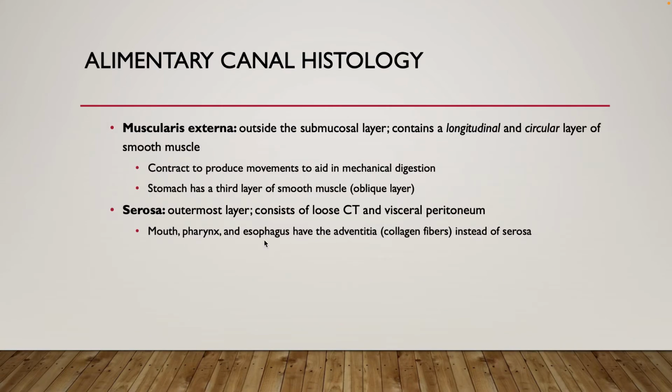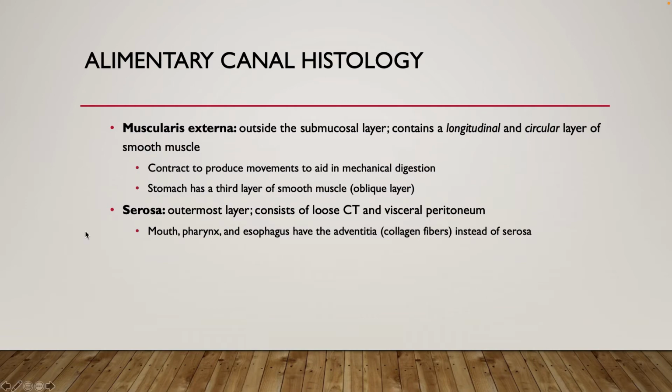Now, our next layer, we have our muscularis externa. This muscularis externa generally has two muscle layers, but in the stomach, it actually has a third. The two layers that are present throughout all of the alimentary canal are the longitudinal layer of the muscularis externa, as well as the circular layer of the muscularis externa. Both of these layers are smooth muscle, and when they contract, they help to produce movements that aid in gastric motility, and this gastric motility helps to physically break up food for mechanical digestion.